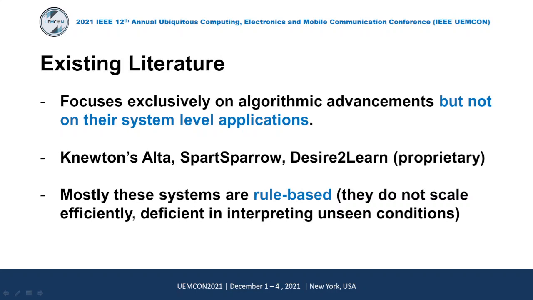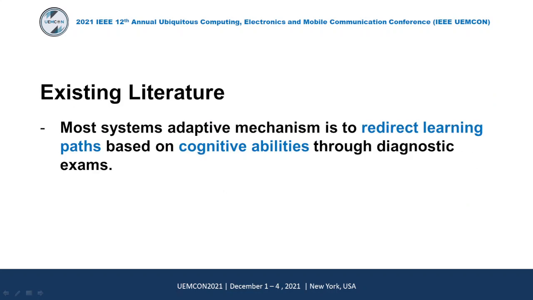There are proprietary adaptive VLEs, such as Newton's Alpha, Smart Sparrow, and Desire to Learn. But these systems are based primarily on rules. The problem with rule-based systems is that they do not scale efficiently, and they are very deficient in interpreting unseen conditions or unseen data.